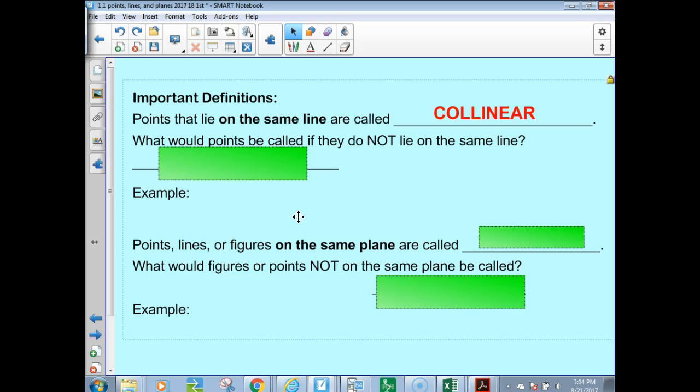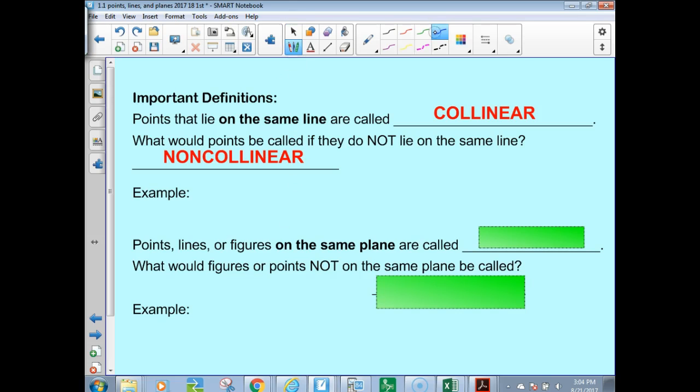So if points on the same line are called collinear, how can you negate that and write a word that says what points would be called if they aren't on the same line? How can you make this the opposite, kind of? I think I heard non. Hey, you got it. Non-collinear. So points on the same line are collinear. Points not on the same line are non-collinear.